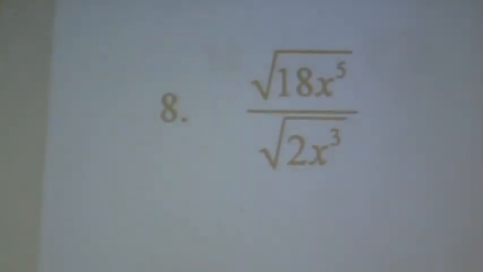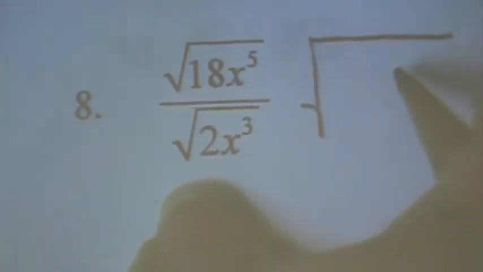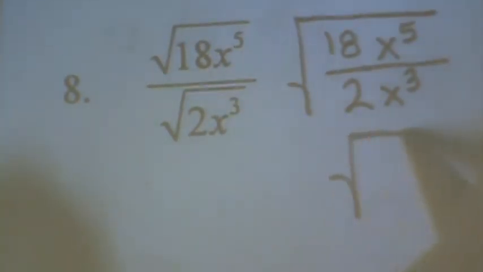Another one? 18. What are you going to get first? Where did you get 9? 2 goes into 18 how many times? So in other words, it's one big radical. Basically, it's 18 over 2, and x to the 5th over x to the 3rd, right? It's one big radical. 9, x squared. What's the answer? Right? Yeah. How about the next one?